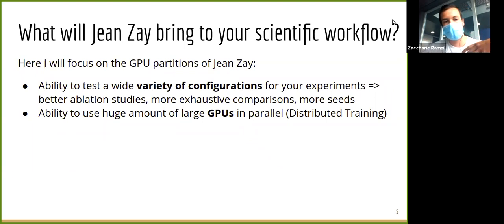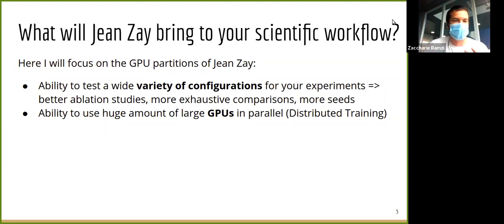I also think that using an HPC, and using Jean Zay in particular, is very important because it allows you to test a wide variety of configurations for your experiments. If you have small scale experiments, or reasonable scale experiments, then you will be able to do better ablation studies, more exhaustive comparisons, and use more seeds for each run. And I think that's very important because all in all, this results in better science overall.